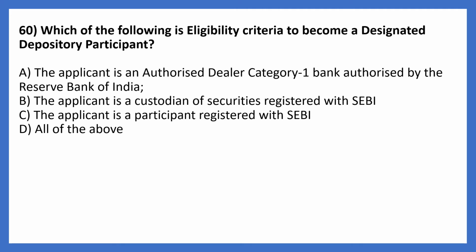Which of the following is eligibility criteria to become a designated depository participant? Option A, the applicant is an authorized dealer category 1 bank authorized by the Reserve Bank of India. Option B, the applicant is a custodian of securities registered with SEBI. Option C, the applicant is a participant registered with SEBI. And option D, all of the above. The correct answer is option D, all of the above.